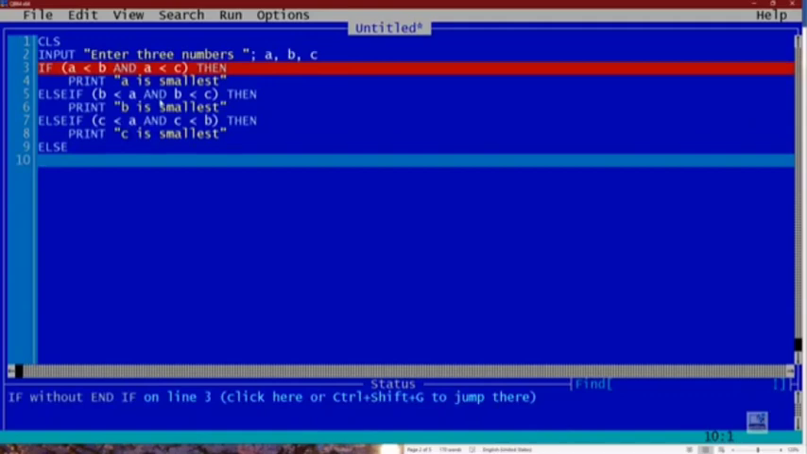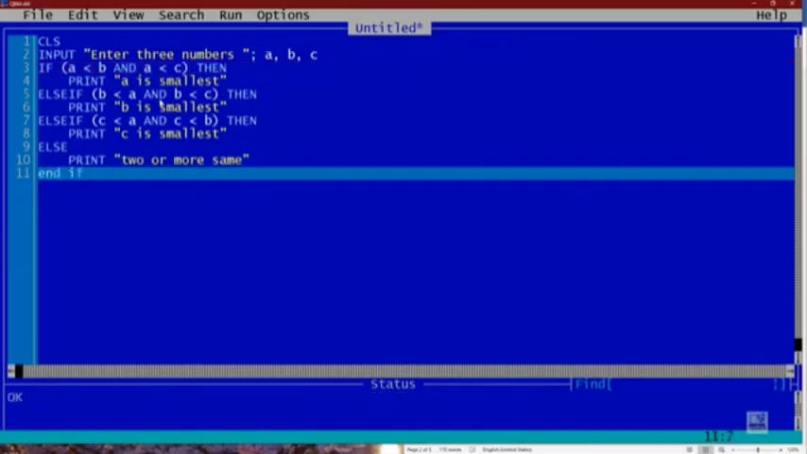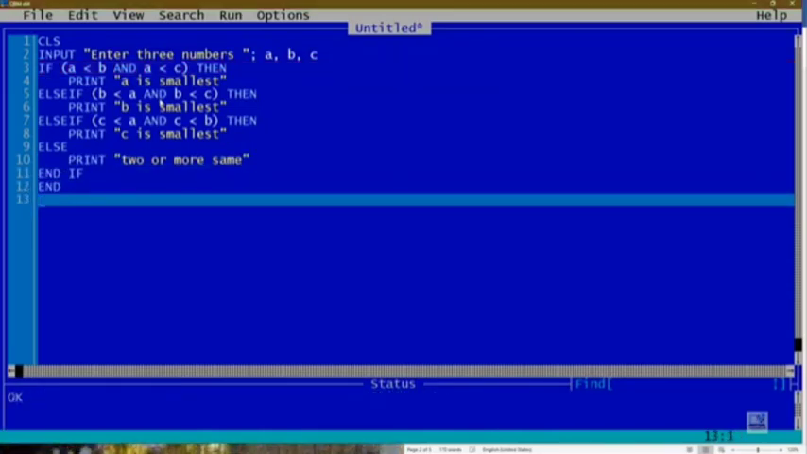Else print two or more same. End if. Okay, so I have placed three conditions and one else block. If the first condition is true, then it will print A is smallest. If first is false, then the computer will check the second condition. If the second condition is true, then the computer will print B is smallest. If second is false, then computer will check the third condition. If third is true, then computer will print C is smallest. If third is also false, then it will directly go to else and it will print two or more same.